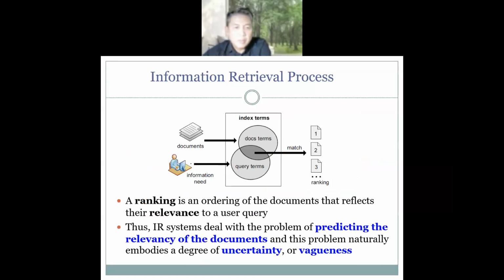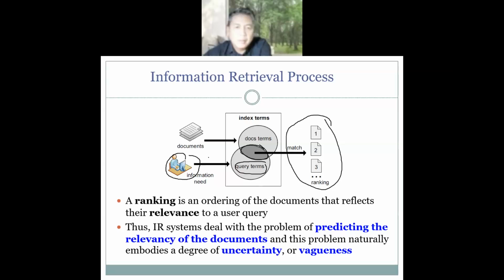Okay, so for example, this is you, and then you key in your query term. Based on the term here, they will try to match the term that they have here. Okay, so all the documents that are retrieved here will only be displayed if they have a higher ranking.